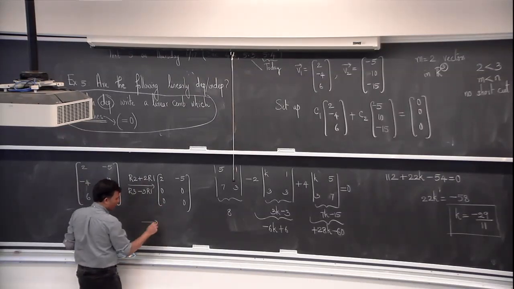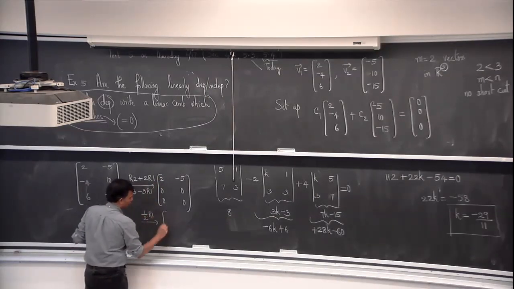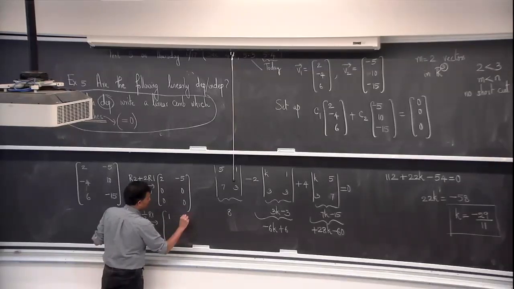Now you can, if you want, divide the first row by 2, though it's kind of pretty obvious as to what's going on here. Okay, so 1/2 R1. If you are very religious about REF, 1, negative 1/2, 0, 0, 0, 0.